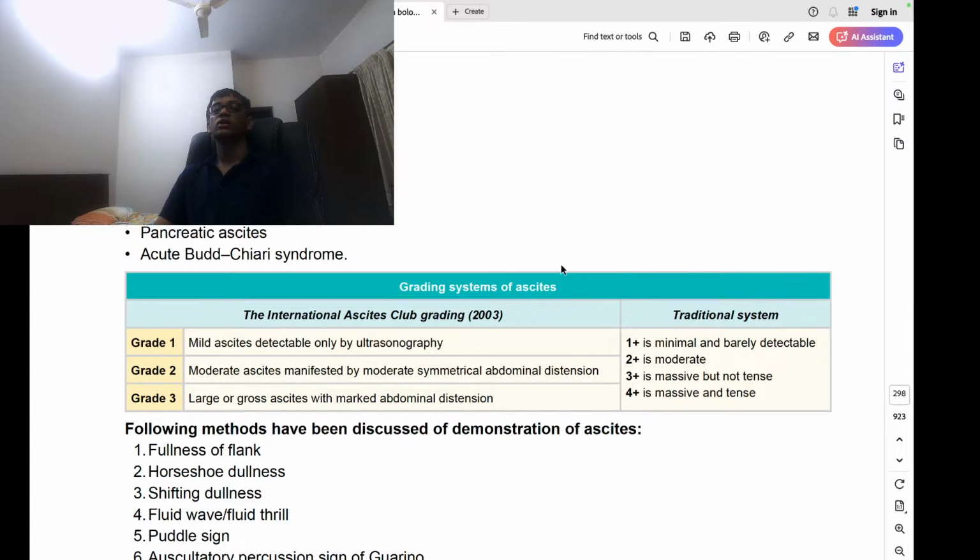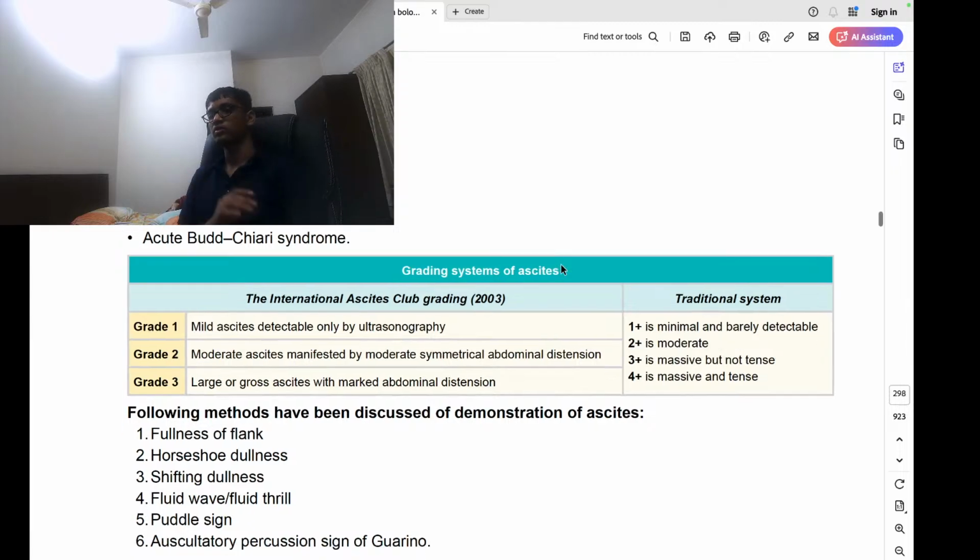Grading systems of ascites: you have the International Ascites Club grading and the traditional system. In the Ascites Club grading, mild ascites detectable only by ultrasonography is grade 1, grade 2 is moderate ascites manifested by moderate symmetrical abdominal distension, and grade 3 is large or gross ascites with marked abdominal distension. Whereas traditionally, 1 is minimal and barely detectable, 2 is moderate, 3 is massive but not dense, 4 is massive and dense.